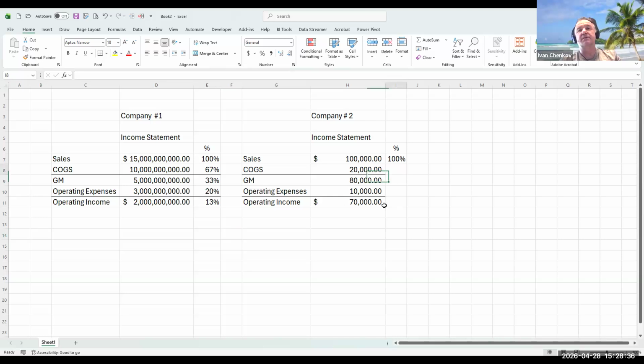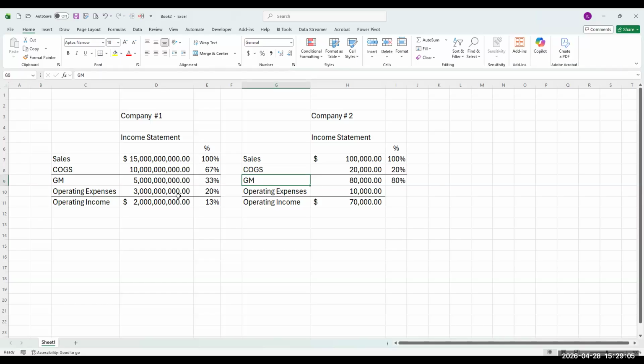Let's check the same percentages in the other company. In the other company, cost of goods sold divided by sales is 20%. And gross margin divided by sales in this company is 80%. In which company is the gross margin higher? Number two, right? No questions about it. The number two company has the higher gross margin.